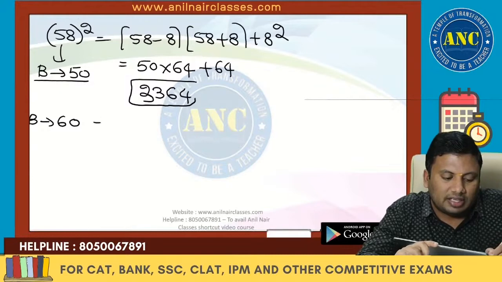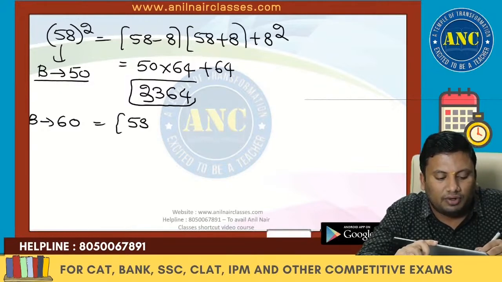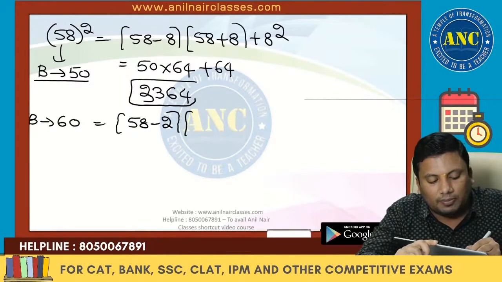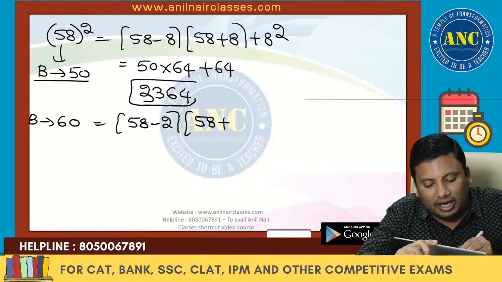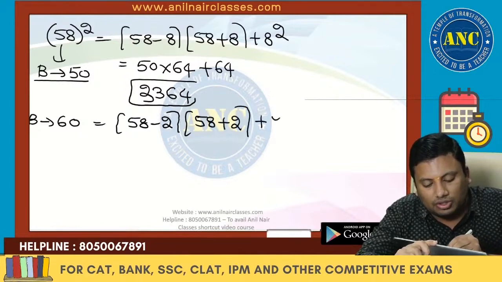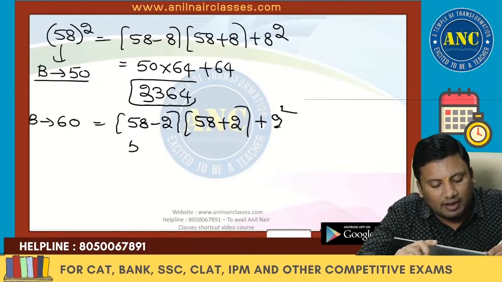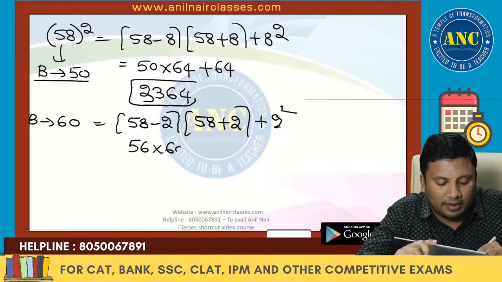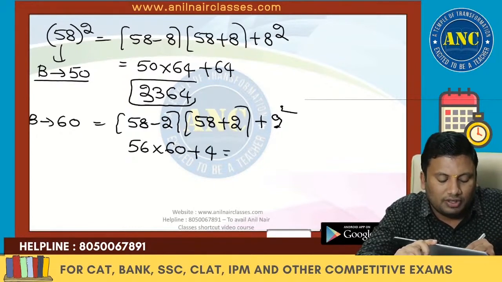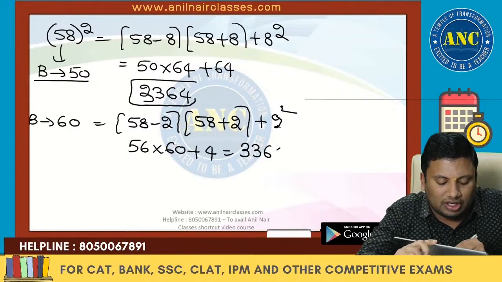Right? If I take 60, that also will give you the answer. 58 minus 2 into 58 plus 2, plus 2 square. This is nothing but 56 into 60 plus 4, which is nothing but 3364.